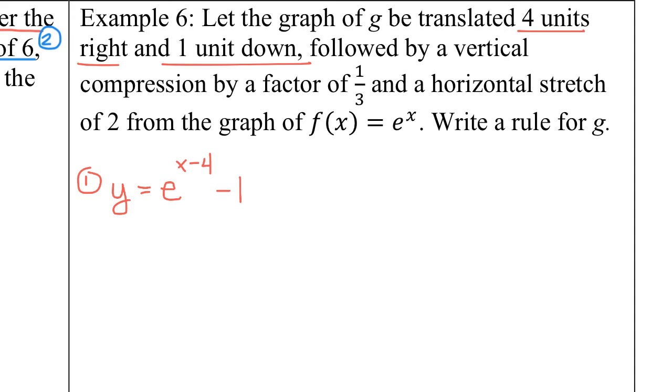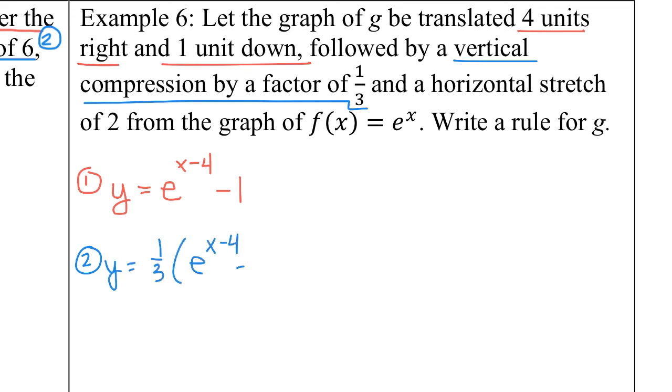Then it says I need a vertical compression by a factor of 1/3. So that's the second thing. So that means my a value is 1/3. Now that gets multiplied to everything that's already there. So we're going to have to distribute in the third. So 1/3 times e to the x minus 4 is just 1/3 e to the x minus 4. Then 1/3 times negative 1 makes negative 1/3.